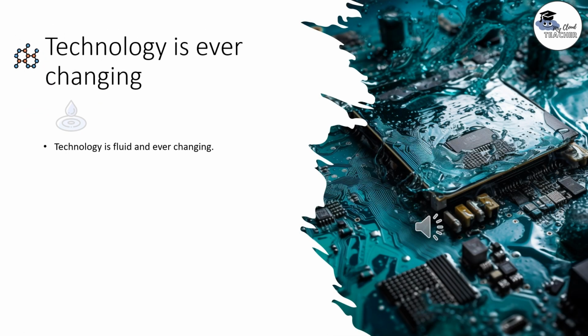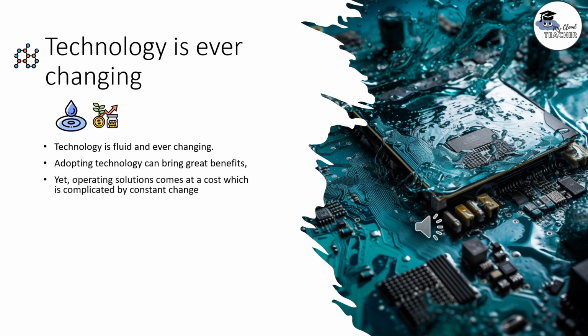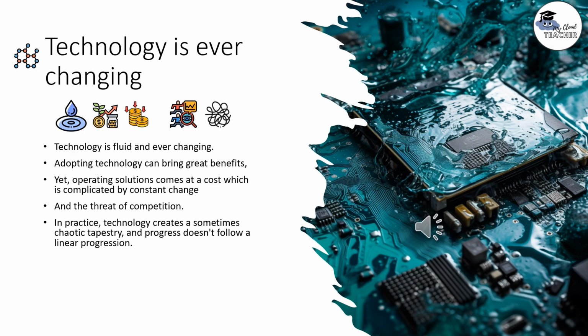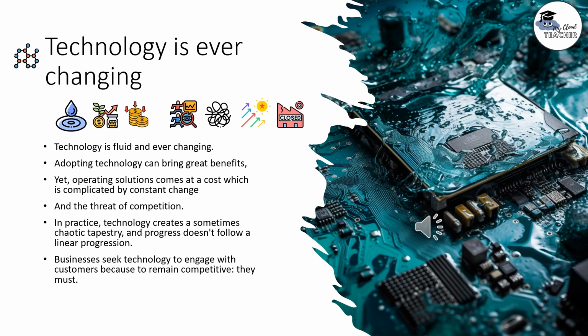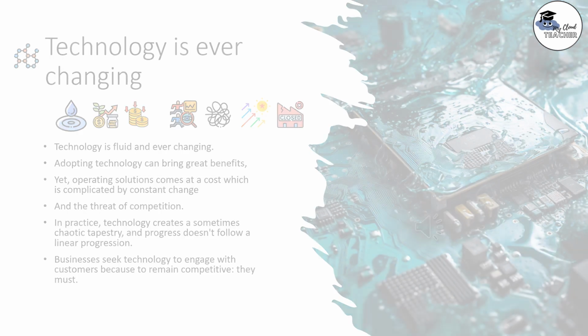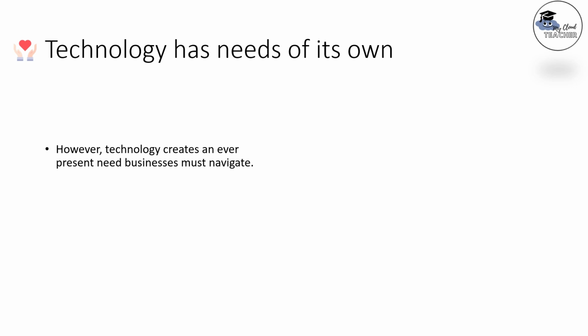Technology is fluid and ever-changing. Adopting technology can bring great benefits. Yet, operating solutions comes at a cost, complicated by constant change and the threat of competition. In practice, technology creates a sometimes chaotic tapestry, and progress doesn't follow a linear progression. Businesses seek technology to engage with customers, because to remain competitive, they must. However, technology creates an ever-present need, which a business must constantly navigate.